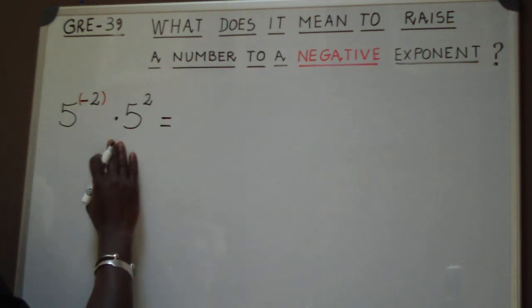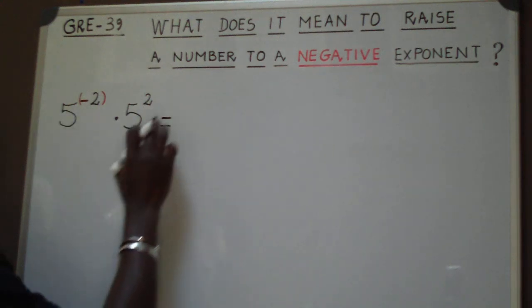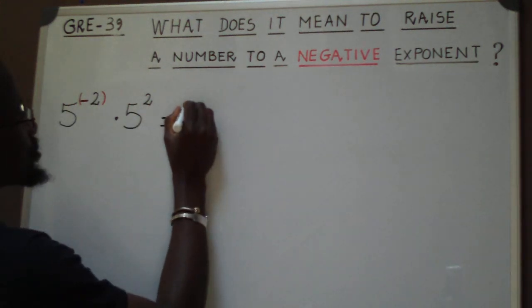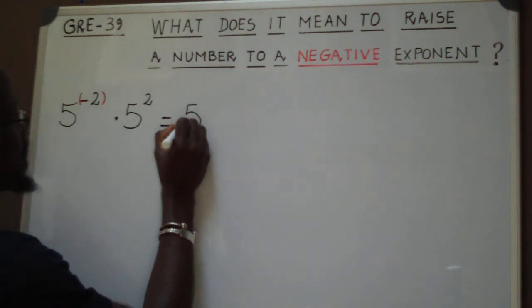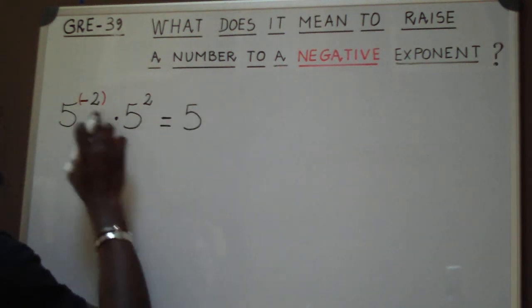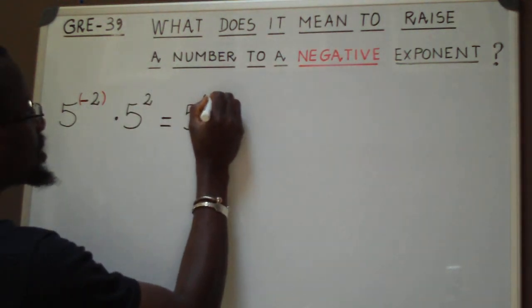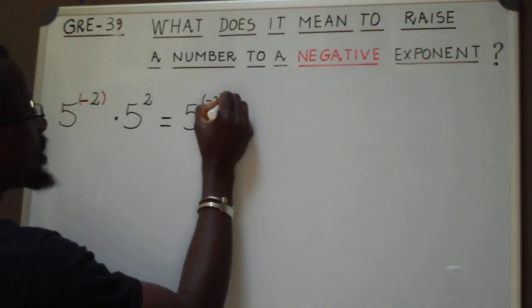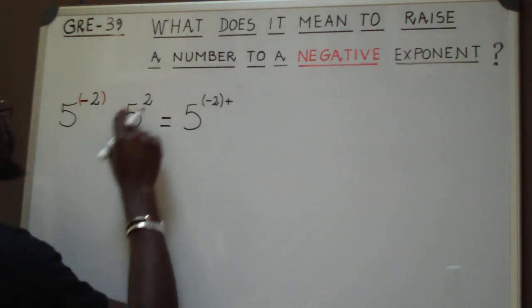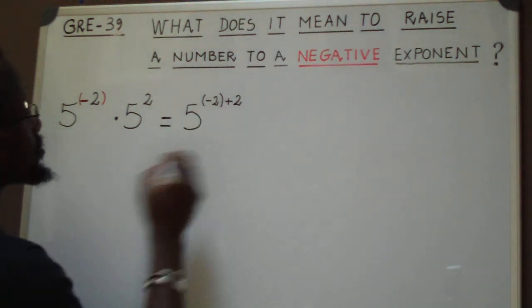So how do you calculate this? Now, if you remember in one of our previous lectures, we said when you multiply 2 powers that share the same base, the answer is obtained by just writing the common base and raising the common base to the sum of the 2 exponents. So here, my 2 exponents are negative 2 and 2. So therefore, if I add the 2 exponents here, this is what I get.